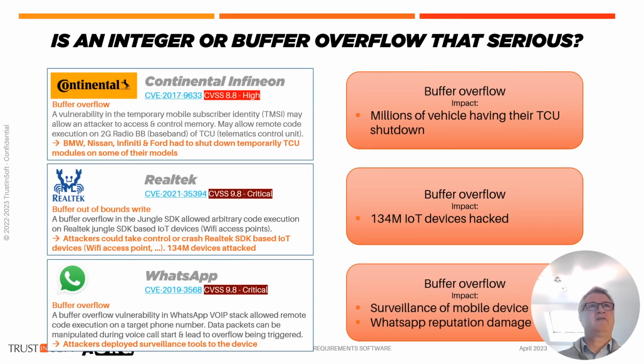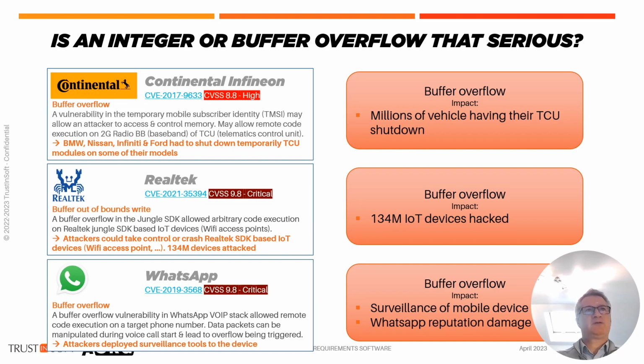Let's look now at cases in the safety space. One comes from an important tier one of the automotive industry, where a buffer overflow in the temporary mobile subscriber identity component provided by this vendor could allow an attacker to access and control memory and achieve potentially remote, arbitrary code execution, stealing data on the vehicle, etc. And because of that, even if this was probably not exploited, or we don't really know, preventively several car makers had to temporarily shut down their TCU module on some of their models to not be exposed to the issue, which means that sometimes the software could not be updated on the vehicle.